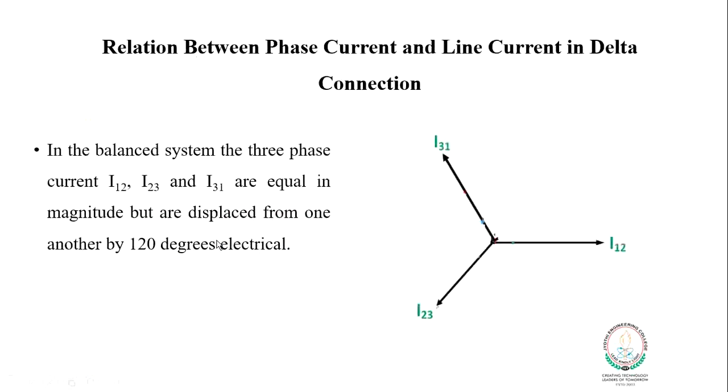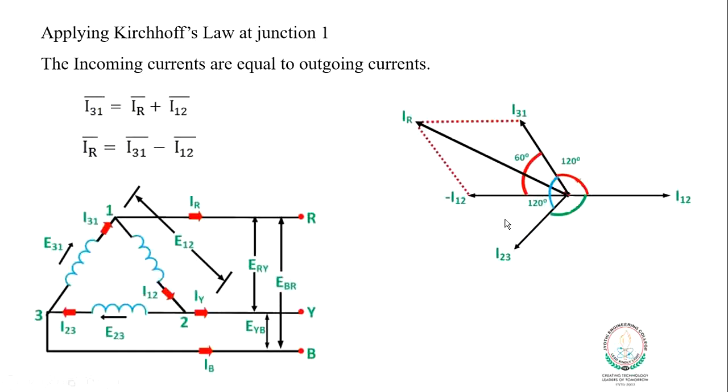So first we are going to mark these phase currents. The phase currents I12, I23 and I31 are marked with a phase difference of 120 degrees with each other. Now, if we look at this figure, to find the line currents, we have to apply KCL at the junctions. So, applying Kirchhoff's law KCL at junction 1, we know, what is KCL? The sum of incoming currents will be equal to the sum of outgoing currents.